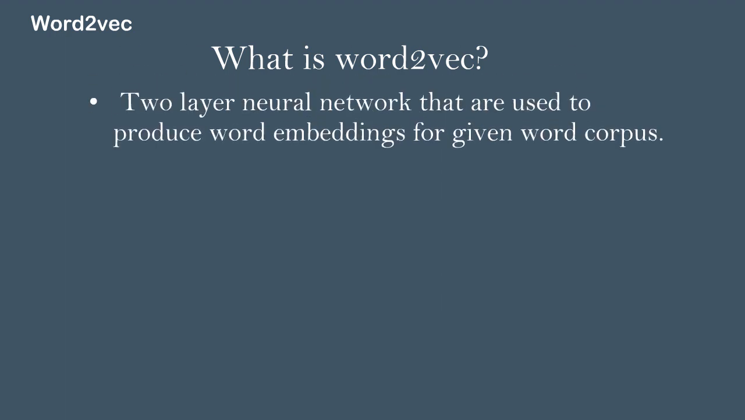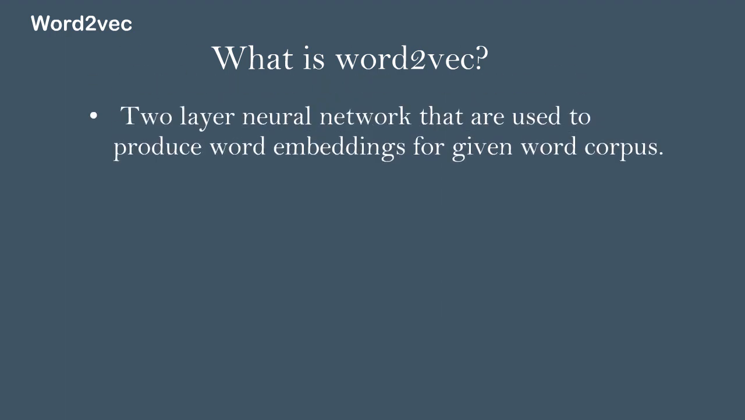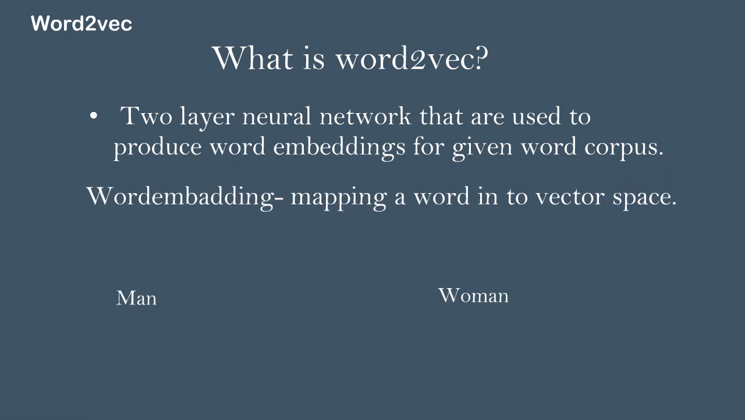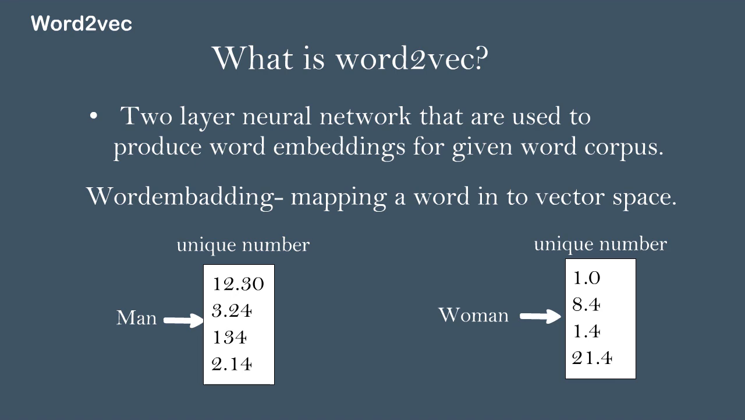For that we should know what word2vec is. Word2vec is a two-layer neural network that is used to produce word embeddings for a given word corpus. A word embedding is a mapping of a word into vector space.